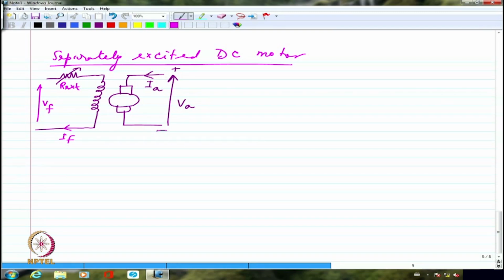In all probability, in the laboratory, I am going to have VF and VA to be almost of the same value, 220 volts or whatever. So I will, as a rule, have RF to be pretty large, because of which IF will be only of the order of 1 ampere or less. It's going to be really, really small. So RF basically will be very large. So I'm going to have VF divided by R external plus RF is equal to IF, whatever is the field current.